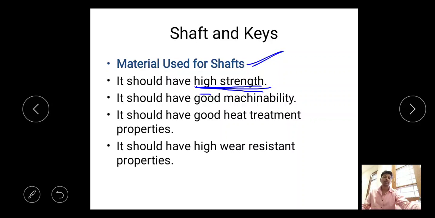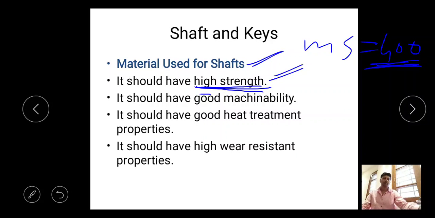As you have studied factor of safety and all, that is ultimate strength. For mild steel, the maximum ultimate strength it can hold is up to 400. If the ultimate strength is more, it is nothing but high strength. If you are using it more, that means you can work more efficiently. So it should have a high strength.